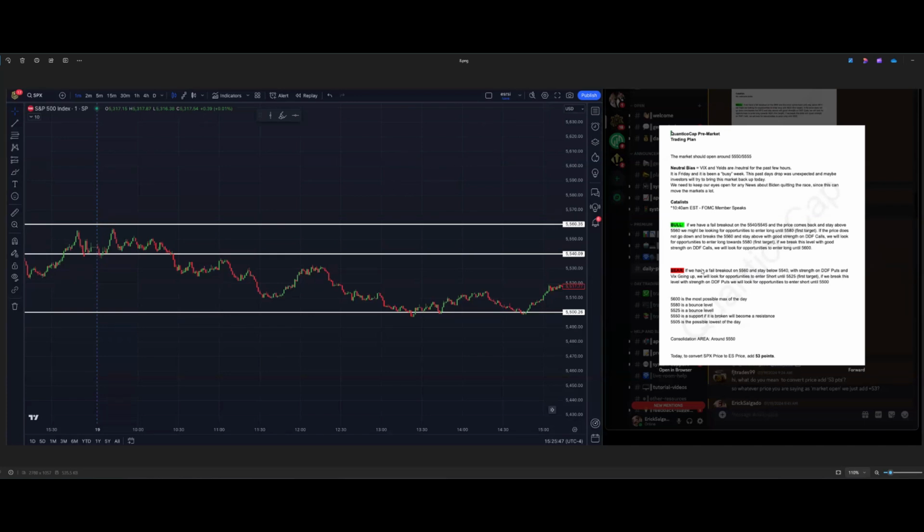Okay, what to do if it's a bear market? If we have a failed breakout on 55.60, which means, again, if we don't pass this line here, if it goes up and comes right back down and stays below the 55.40, which is this line here, just like what you see is happening, then we'll look for opportunities to enter short until 55.25. And if we break that level, we'll look to enter short till 55.00.